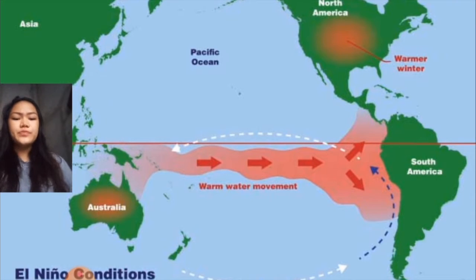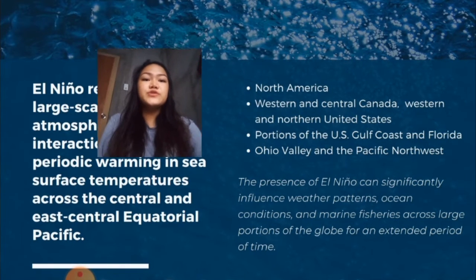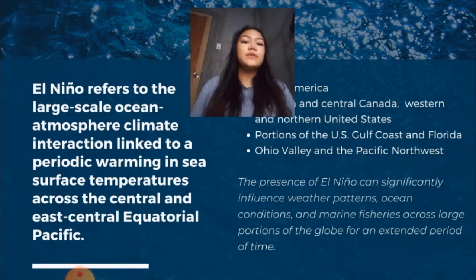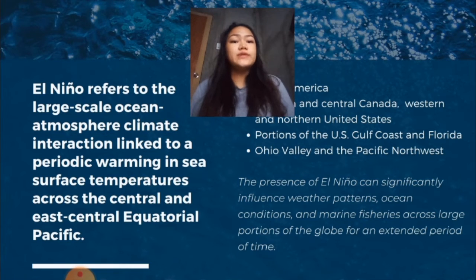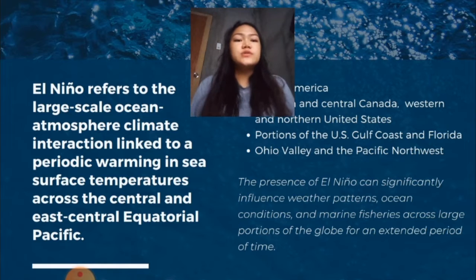In Spanish, El Niño means the little boy or Christ child. El Niño was originally recognized by fishermen off the coast of South America in the 1600s with the appearance of unusually warm water in the Pacific Ocean. The name was chosen based on the time of the year, which is around December, during which these warm water events tended to occur. El Nino refers to the large-scale ocean-atmosphere climate interaction linked to a periodic warming in sea surface temperatures across the central and east central equatorial Pacific.